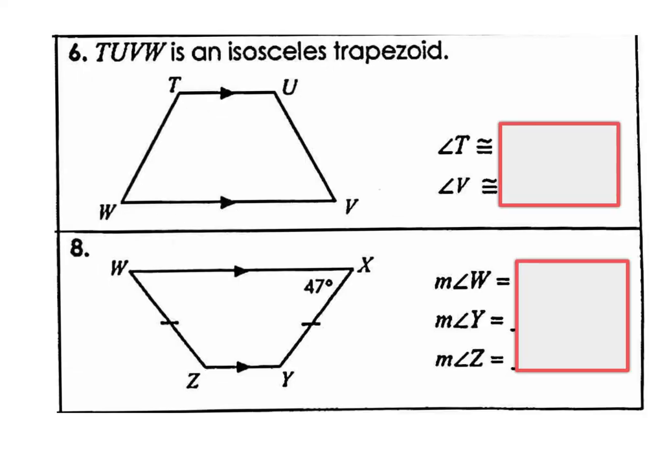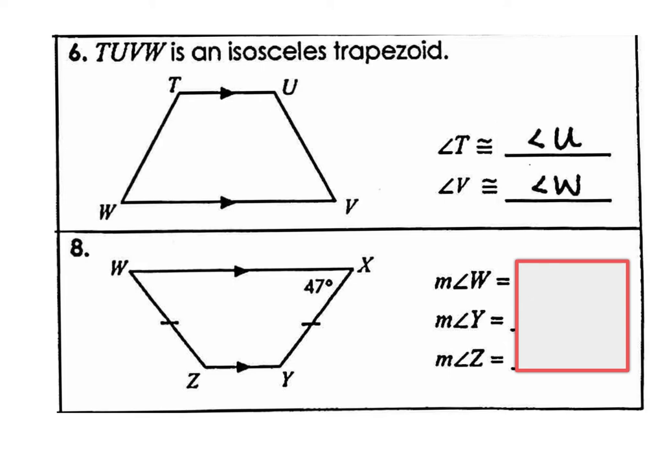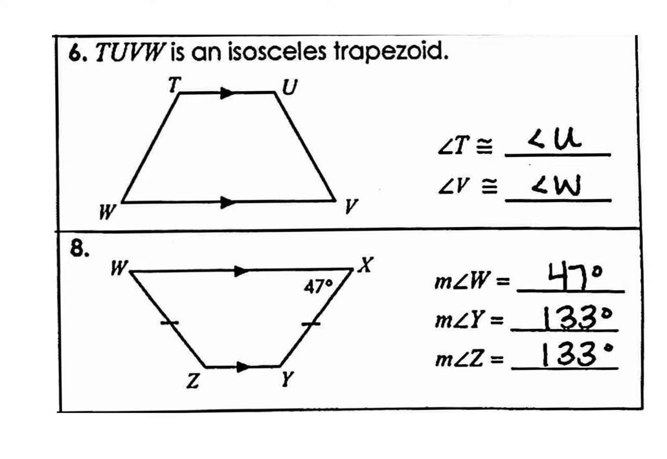For this one, they told us this was isosceles, so they just wanted to test your knowledge of what's congruent. Angle T was congruent to angle U, angle V was congruent to angle W. And then again, testing your knowledge here. X was congruent to W, base angles are congruent. Y and Z would have been both supplementary to X and W. So subtract from 180, 133 for both of those.